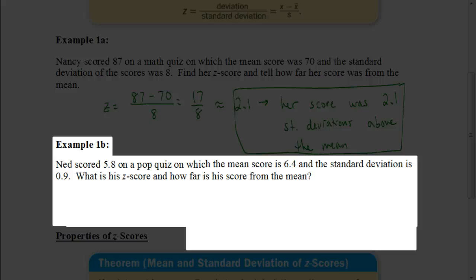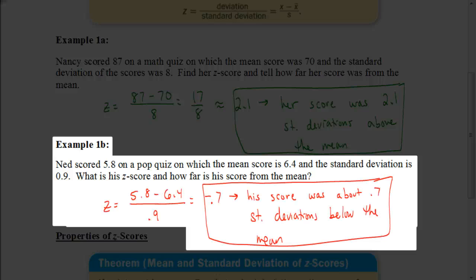So why don't you go ahead and pause the video and hit play when you're ready to check to see if you've got the correct answer. Okay, let's see how you did. You should have gotten negative 0.7 for your z-score. If you didn't get that, let's check your work.